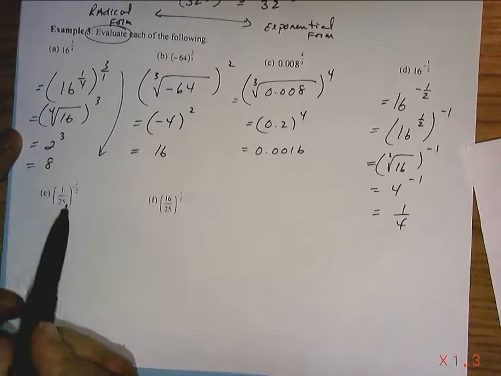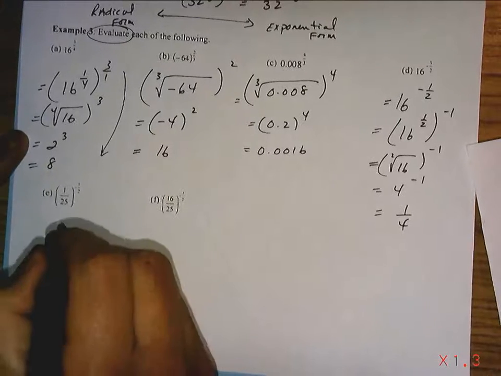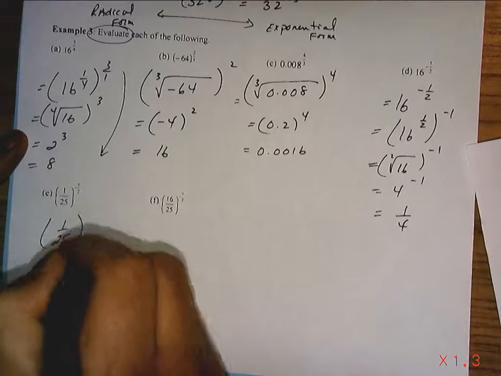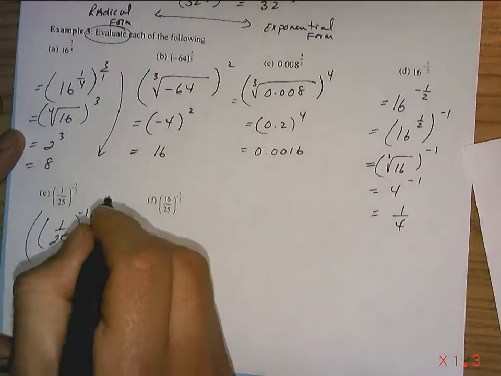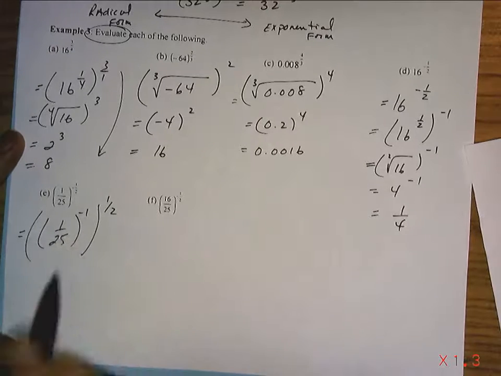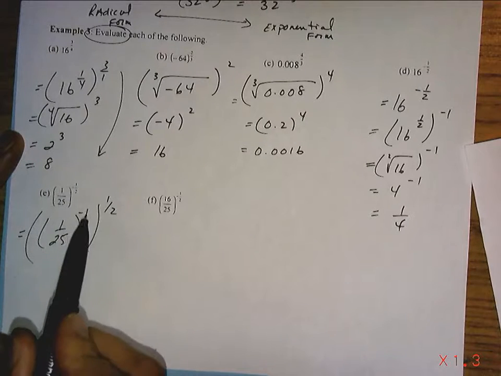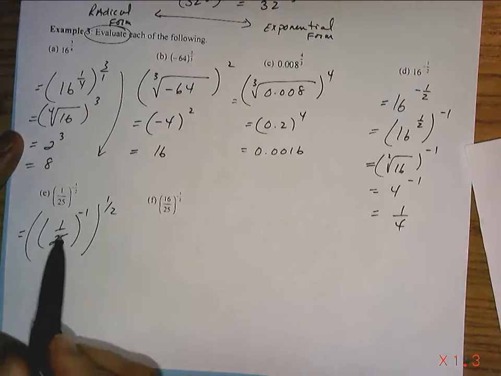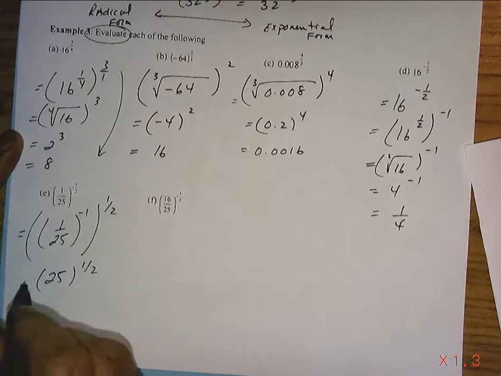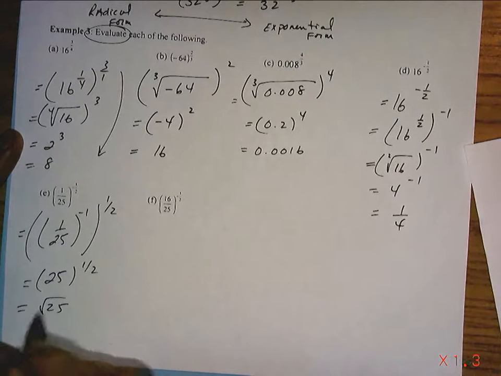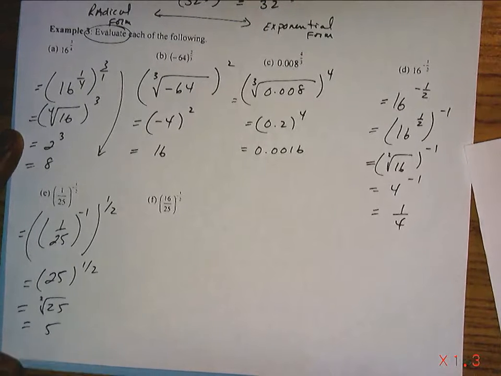So 1 over 25, sorry, to the negative 1/2. In this one, I'm going to change the order. I'm going to let the negative be on the inside. Now, what we know here is that this negative will flip the base, and then that'll be the square root of 25, which is 5. That's probably the easiest way to do that one.